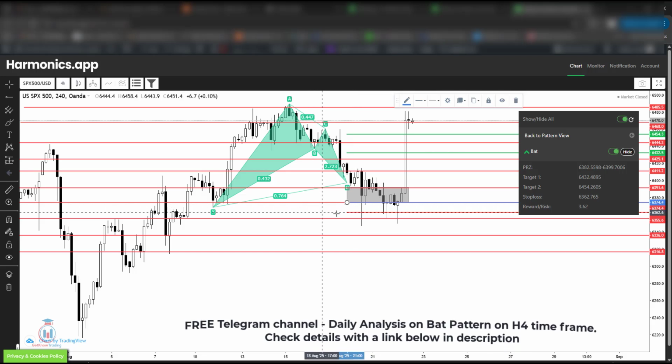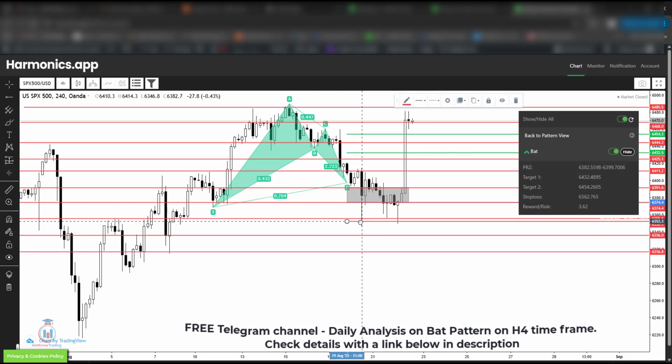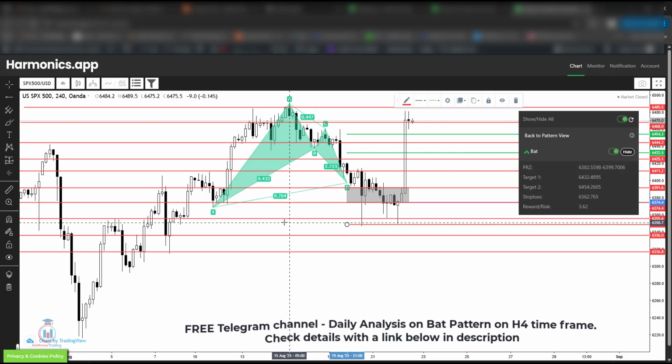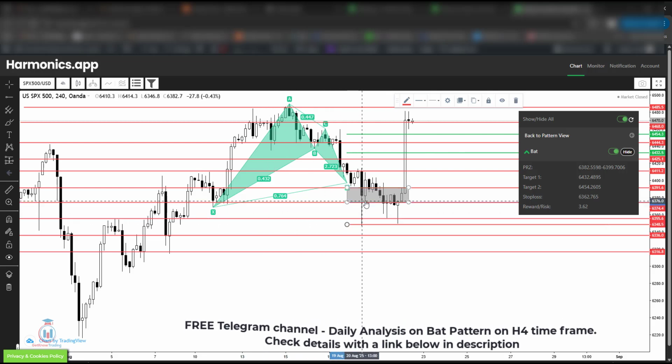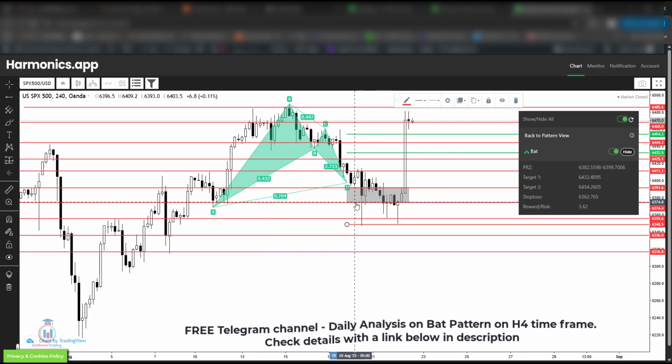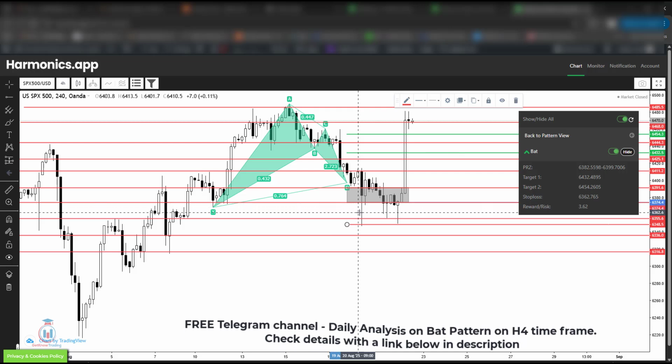Then I would move my stop loss just below this area of support, because we can see the price could reach, if the price goes below the entry level, which is right here, the price could go slightly down.